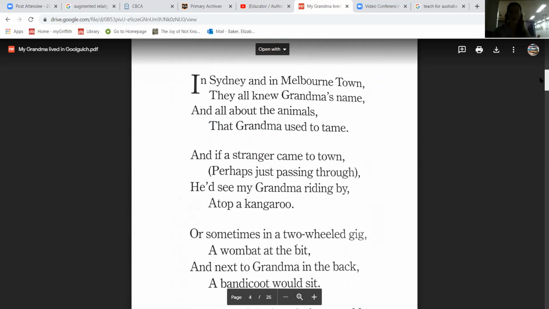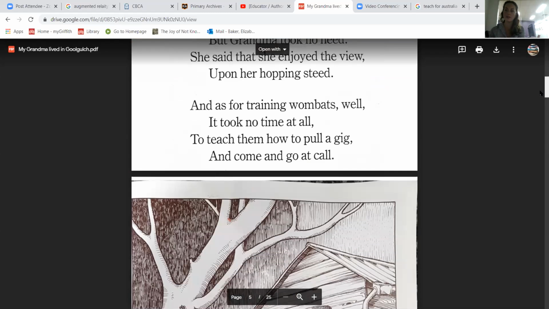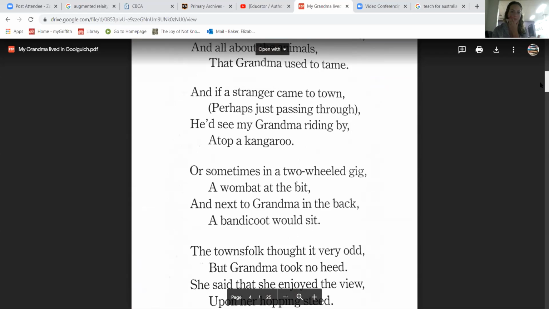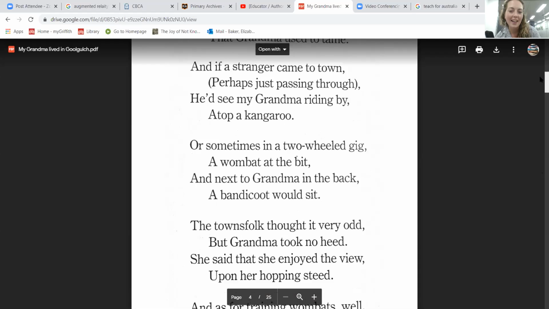Yeah, so where those places are is really important. Oh, sorry, I went a bit too fast there. I'll just go back up. There we go. This is a good part as well. Any other prior knowledge or vocabulary parts? Yeah, those names of the animals, what they look like, yep. A gig. What was that one? A two-wheeled gig.